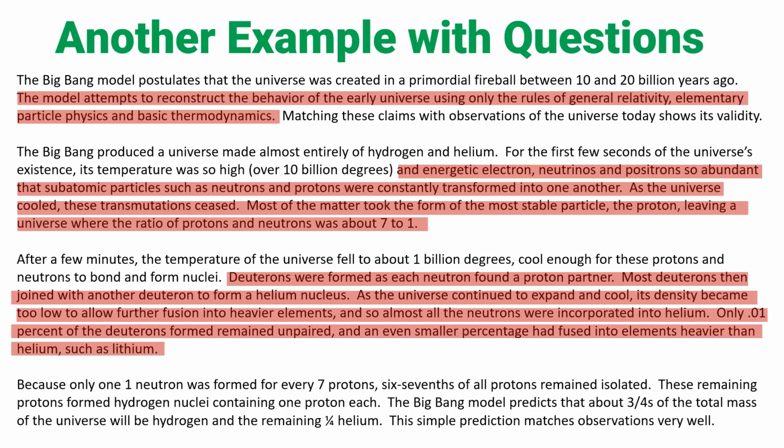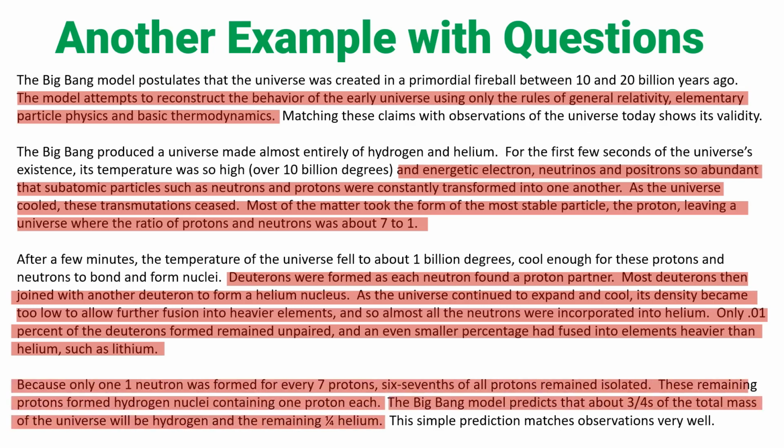All right, what about the fourth paragraph? Because only one neutron was formed, so 7 protons, 7/6 of all protons remains. Oh my gosh. So remaining protons, hydrogen nuclei, 1 proton each. Nope, nope, nope. This simple prediction matches observations very well. That sentence I understand. And I also see that that's very similar to the sentence in the first paragraph where matching these claims with observations of the universe today shows its validity. So I'm guessing that's a pretty important point. All right.